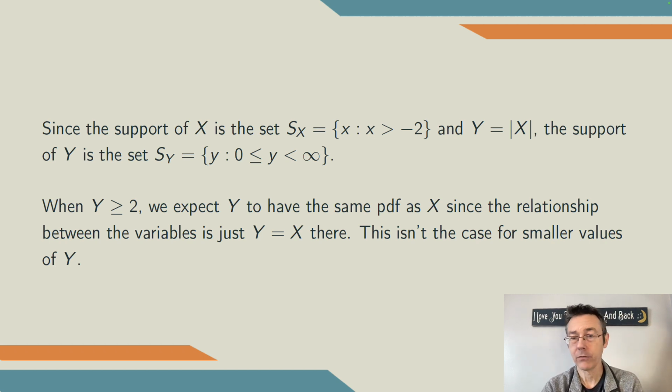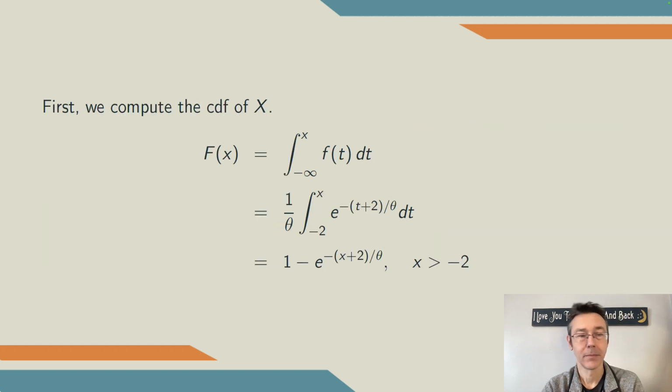That isn't the case for smaller values of y, and we can see that just by looking at the supports up above. When x is between negative 2 and 0, those values are going to map to y values between 0 and 2, as well as when x is between 0 and 2. Those values are also mapping to the y values between 0 and 2.